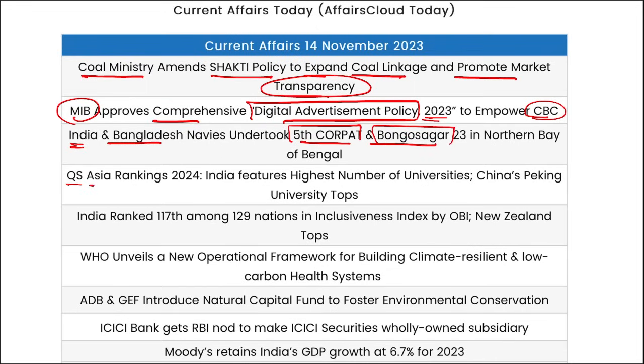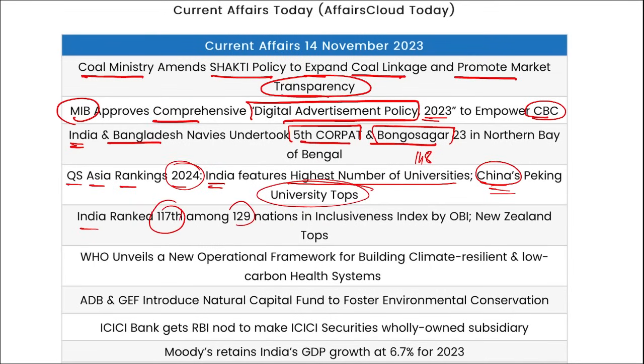QS Quacquarelli Symonds Asia University Rankings 2024 was released, and India features the highest number of universities, that is 148. China secured second position in the maximum number of universities, and China's Peking University has topped this particular list. Then India ranked 117th among 129 nations in the inclusiveness index by OBI, and New Zealand has topped here.